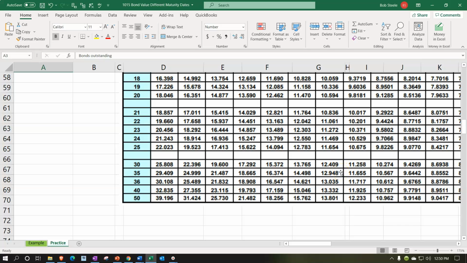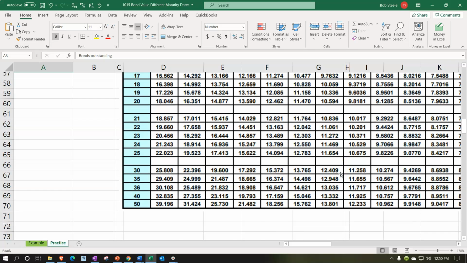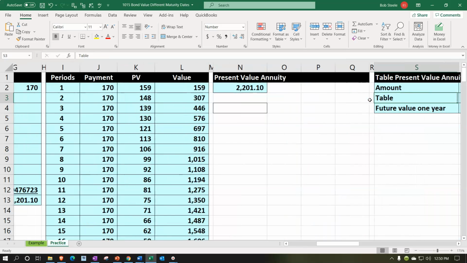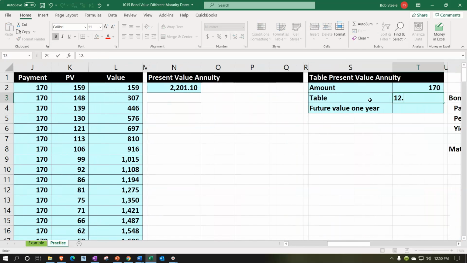That's the 12.948. Let's add a couple decimals. Home tab, numbers, couple decimals, multiplying out 170 times 12.948. And we get to that number again. Let's add 2 decimals here, so that we have it slightly different due to rounding on the tables.